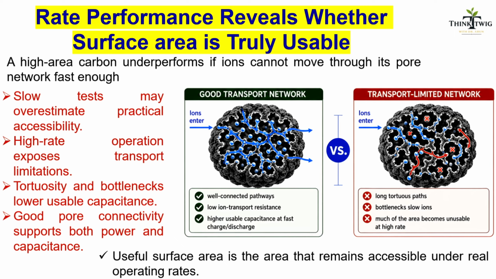For a supercapacitor, this matters a lot. Fast charging and high power are key advantages of these devices. So surface that works only during very slow operation is not equally useful for high power performance. This gives us a stronger definition. Useful surface area is the surface that remains accessible at the operating rate of the device.